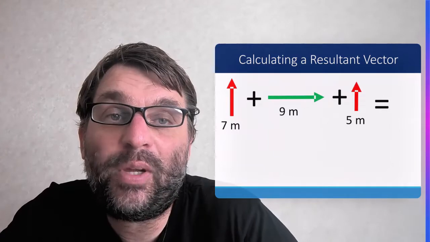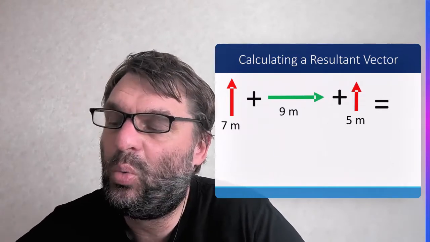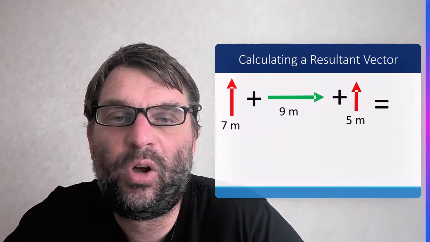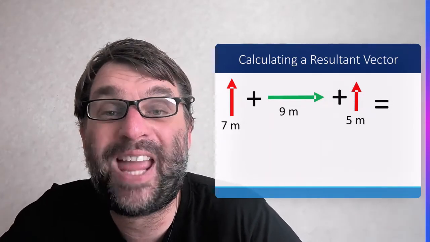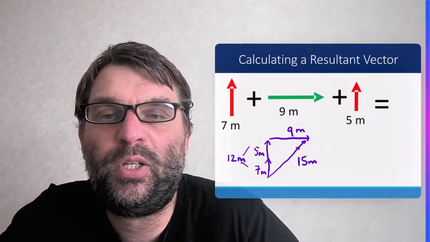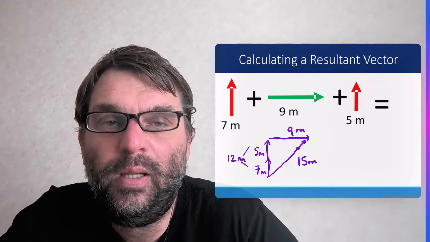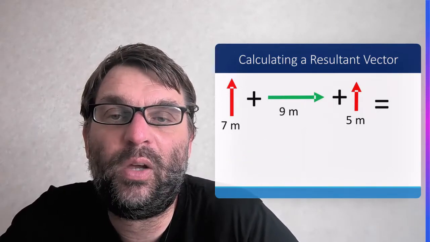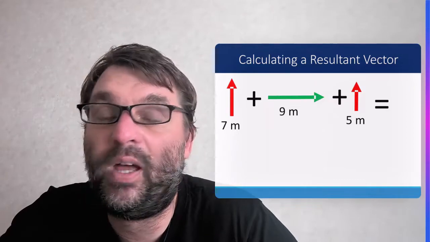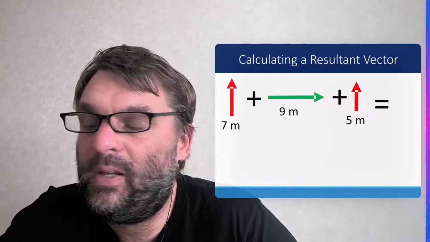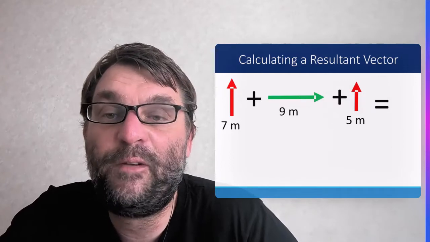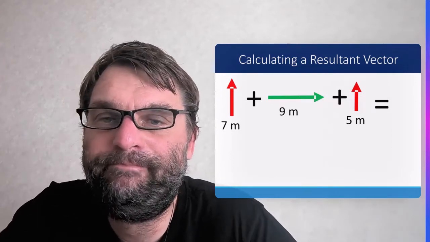In terms of calculating a resultant vector, because the 7 meter and 5 meter vectors are traveling in the same direction, you can add them together, which would be 12 meters in total. And then we have it moving also 9 meters to the right. So again, you use trigonometry. So it'll be 12, 9, and 15 is the sum again.